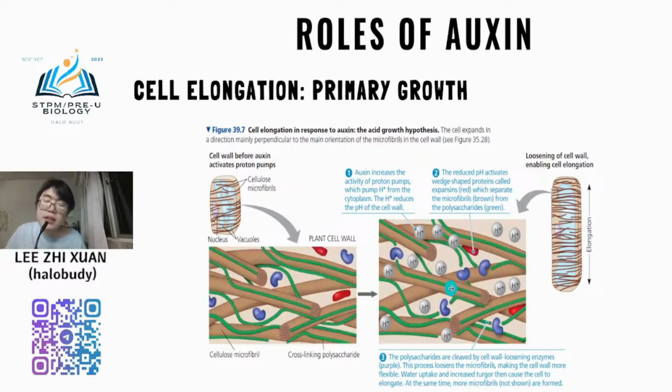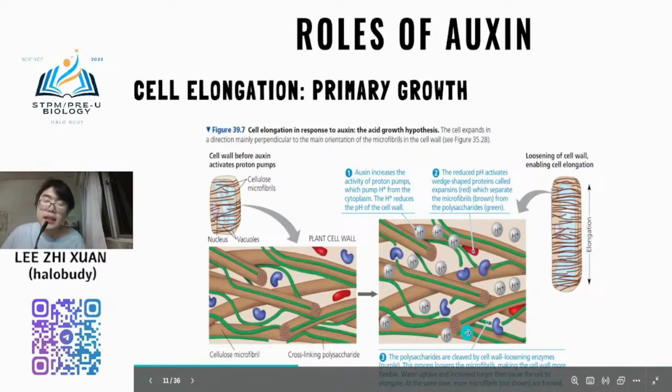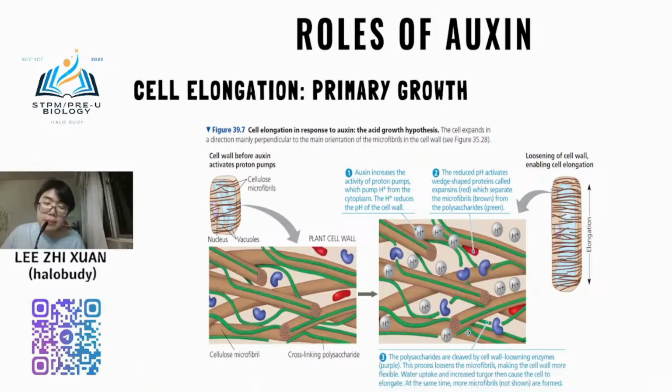Since the microfibrils and the polysaccharide are separated, the loosening of the cell wall occurs now. The polysaccharide will be degraded by using enzymes. This process loosens the microfibrils, making the cell wall more flexible. And then water uptake and increased sugar cause the cell to elongate.